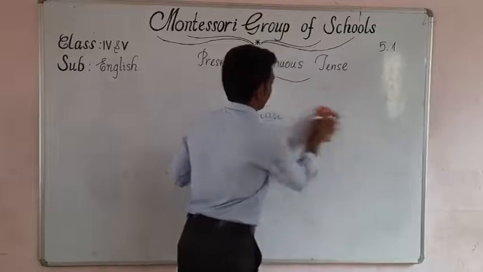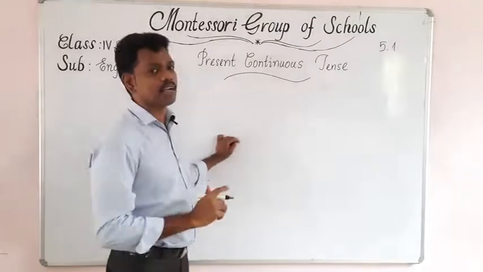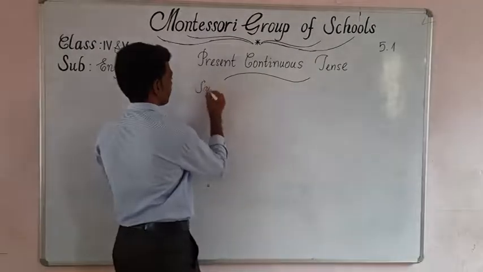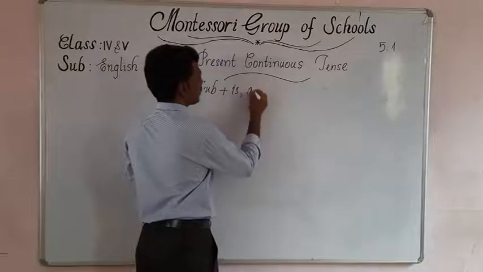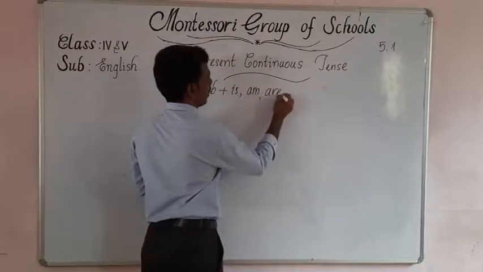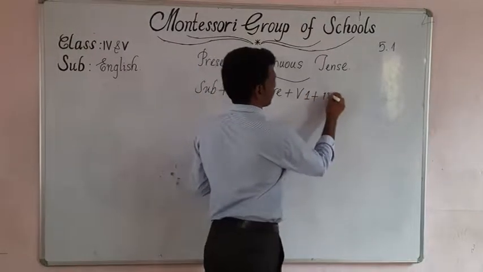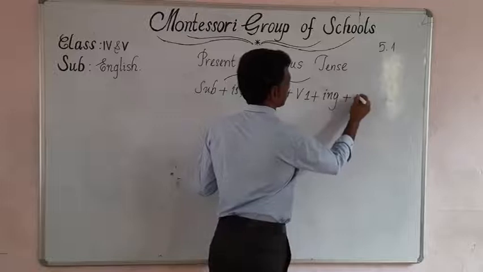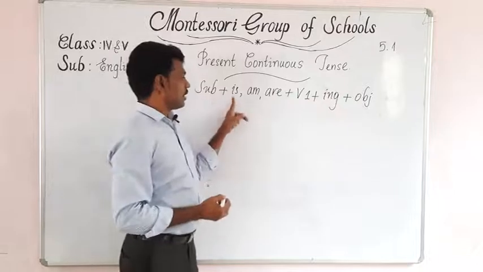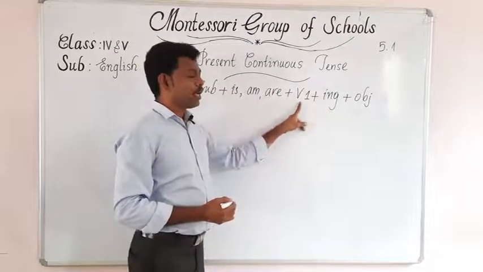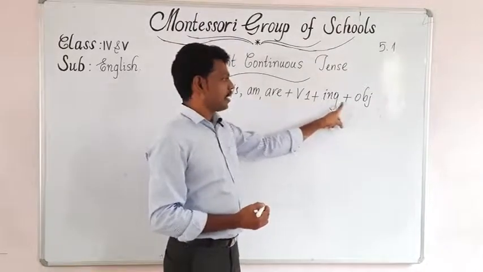Do you remember the formula of simple present tense? Now let us learn the formula of present continuous tense. Subject plus is, am, are plus V1 plus ing plus object. Subject plus is, am, are plus V1, which means present tense, and adding ing with that, plus object.